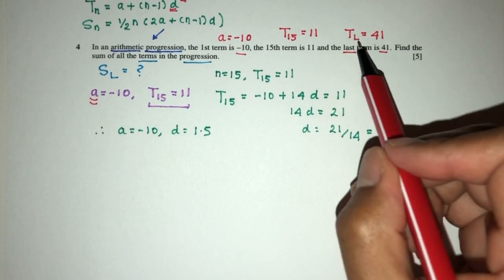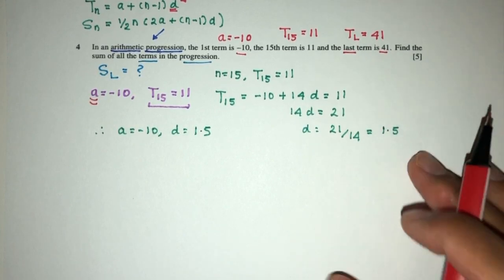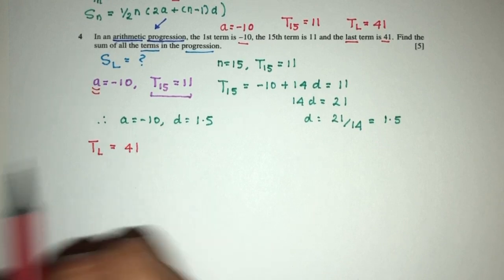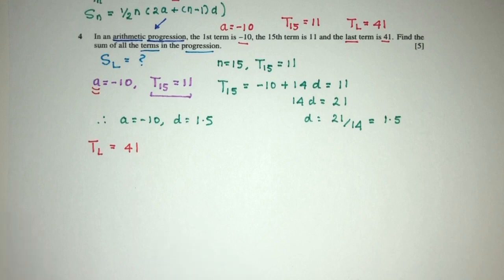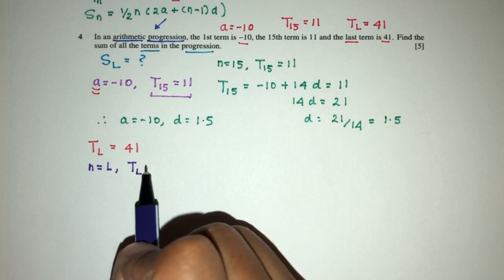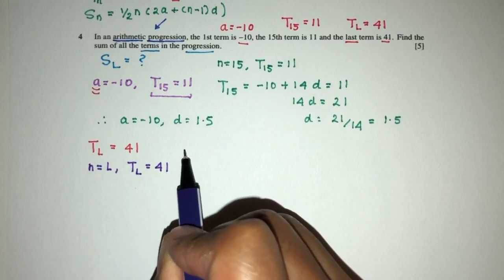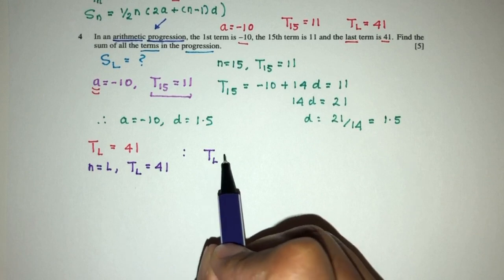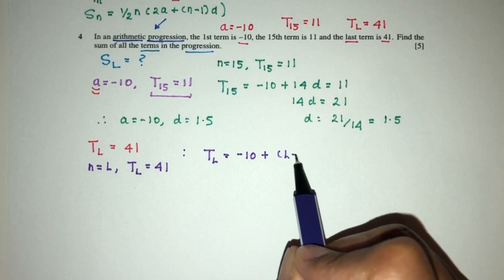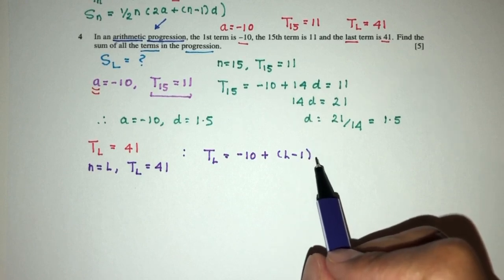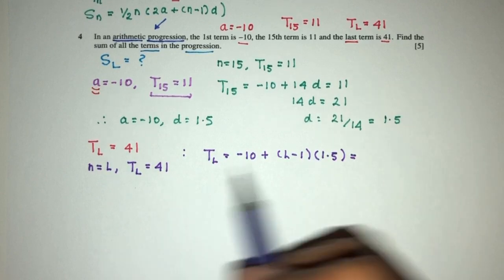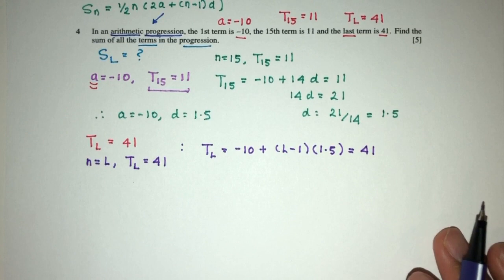Now moving on, we have to know how many terms we have in this progression. So we know that the last term, T of L, is given to you as 41. Which means when n is equal to L, the last term, the value is equal to 41. Replace back in the main equation, so you will have T of L is equal to a, which is minus 10, plus L minus 1 times d, the common difference that we have just seen, 1.5, has to give you the value of 41. So let's solve step by step.